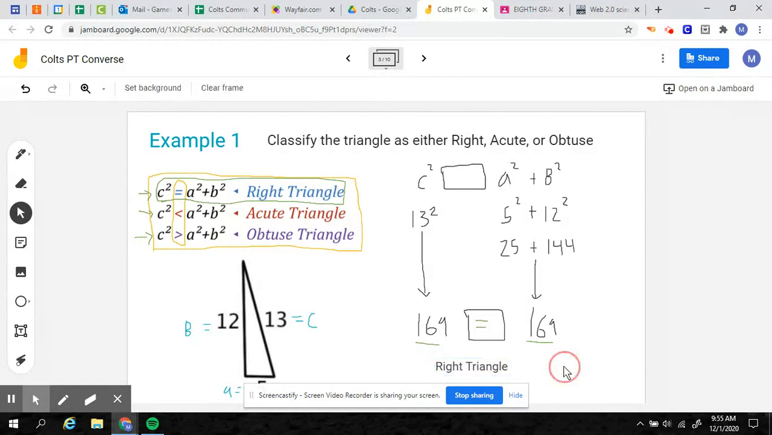Okay, so your final answer is always going to either be right, acute, or obtuse. You're trying to figure out what type of triangle do we have. Because we figured out that that equal sign goes in the box there, I look in my table at that top row and I see that that means it's a right triangle.